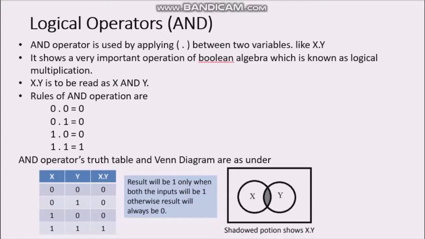That means false and false is equal to false, false and true is equal to false, true and false is again false, true and true is true. So the AND operator returns true if all the variables involved in the expression have value 1.